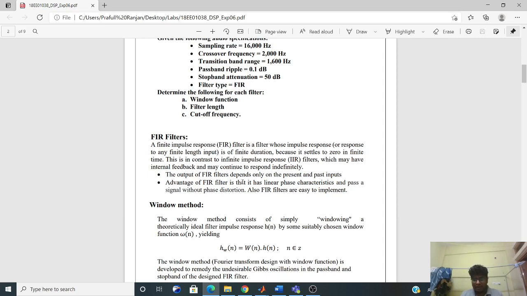The advantage of the FIR filter is that it has linear phase characteristics. This is the main concept behind the FIR filter, and it passes a signal without phase distortion. Also, FIR filters are easy to implement. So now let's move to the window method.